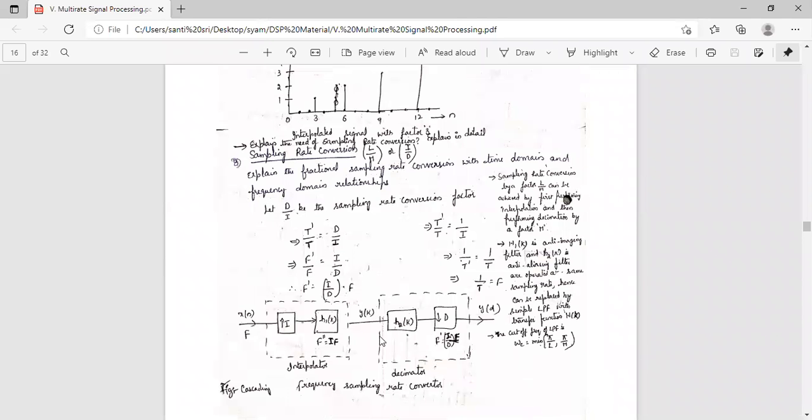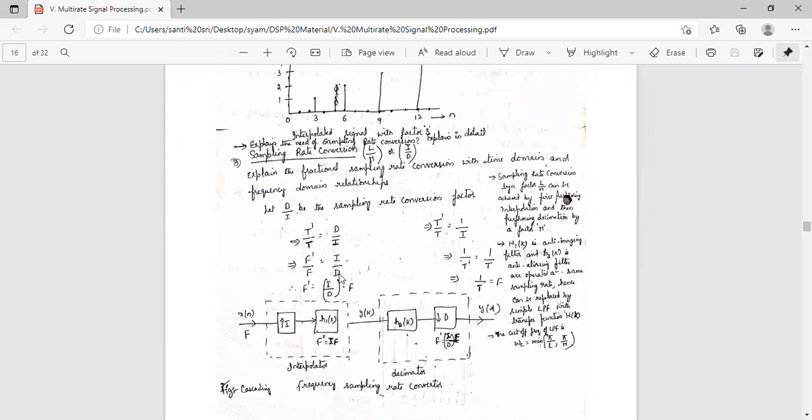Let D by I be the sampling rate conversion factor. See here, sampling rate conversion means L by M or I by D. Let D by I be the sampling rate conversion factor.